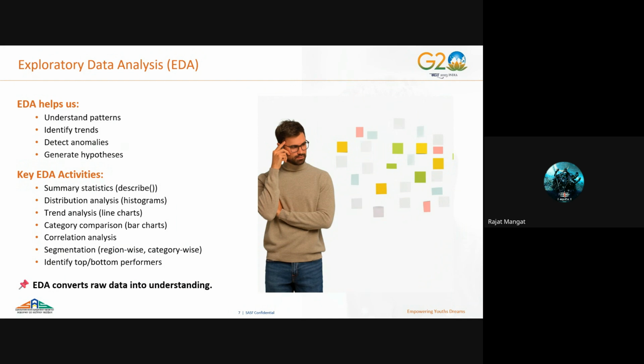Before EDA, you are understanding, defining, and cleaning. You are not analyzing anything. After the cleaning is done, then the analysis part comes. In that, you have to understand the patterns, trends, and anomalies. Anomalies are unexpected behavior or sudden changes in the data that were not expected earlier. Then you have to generate your hypothesis: what is this data saying?